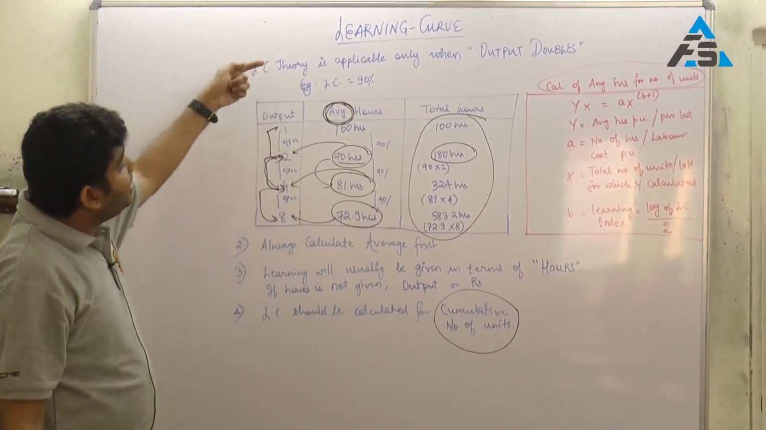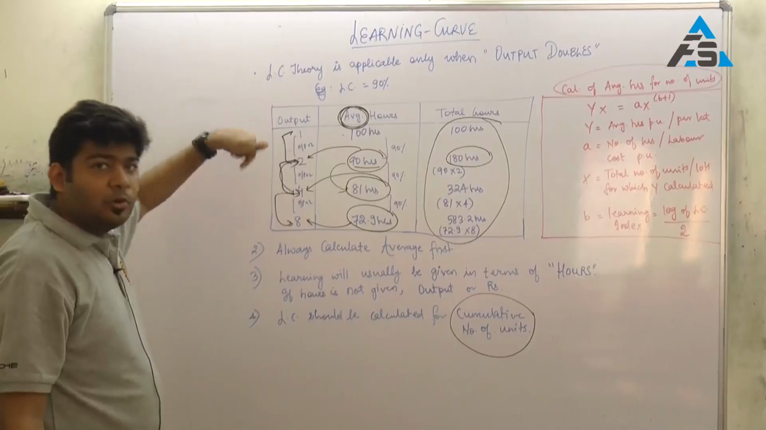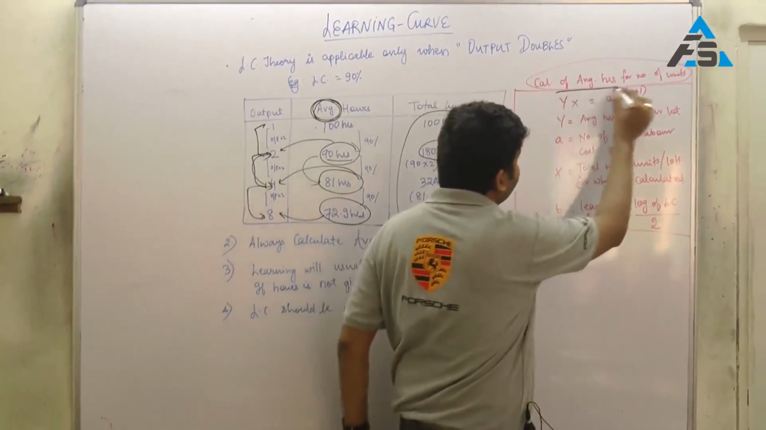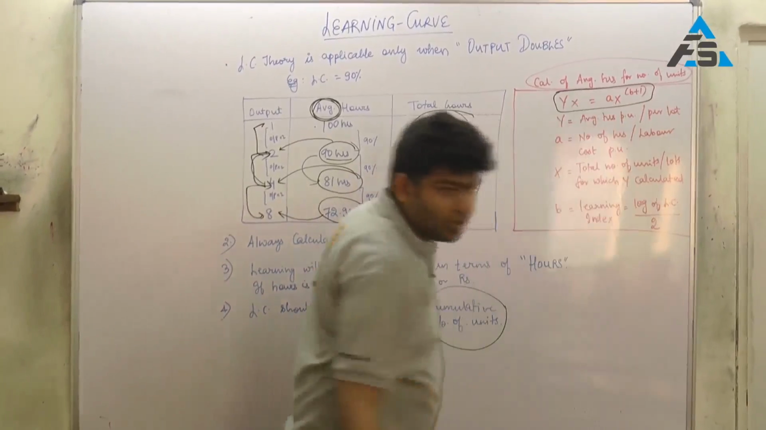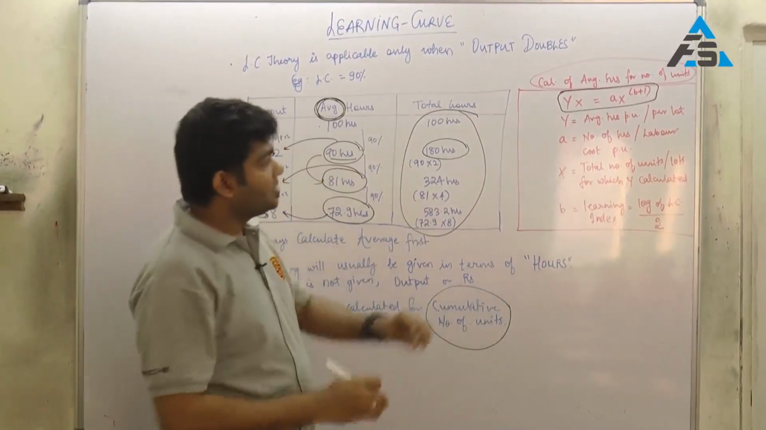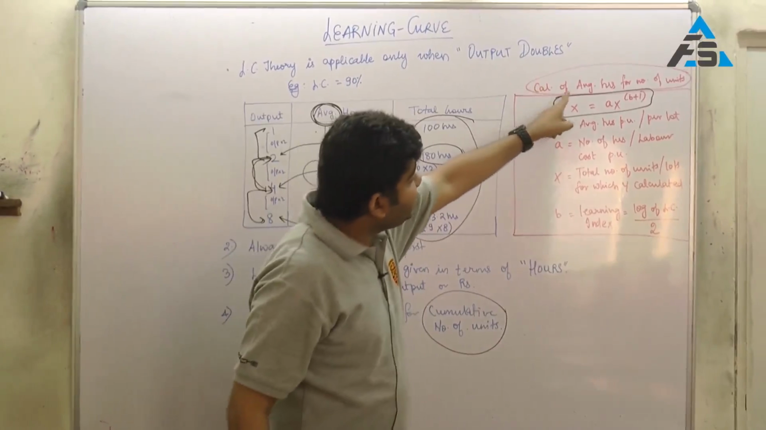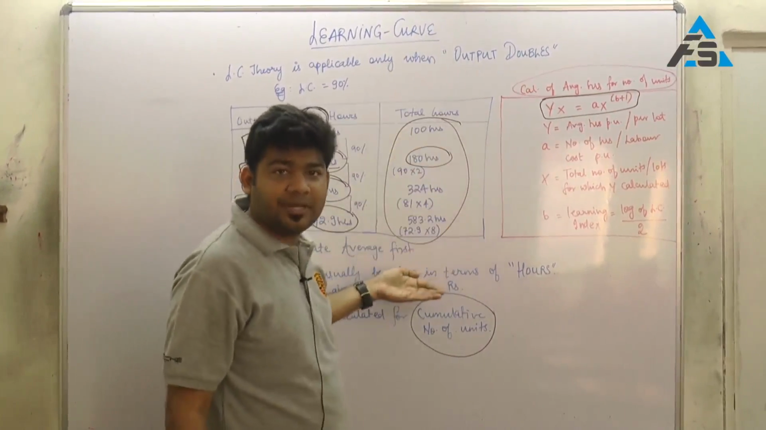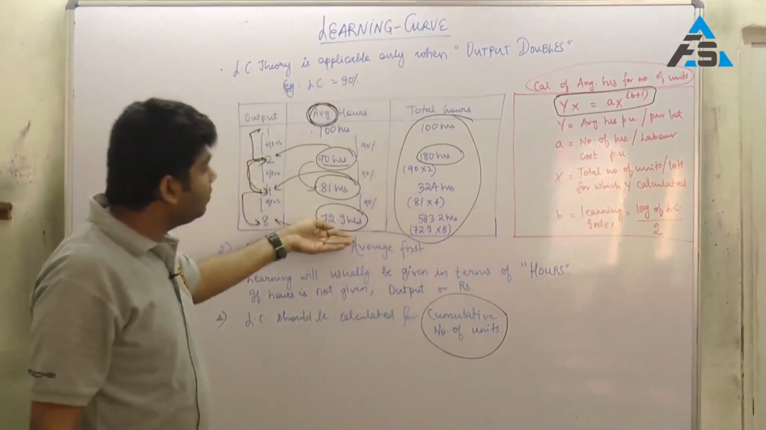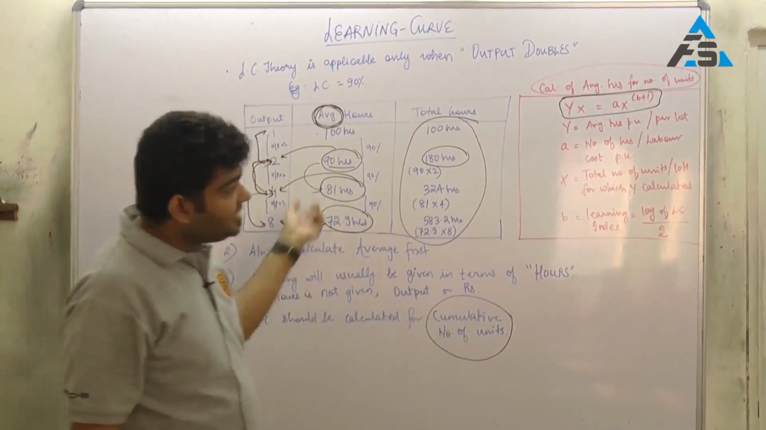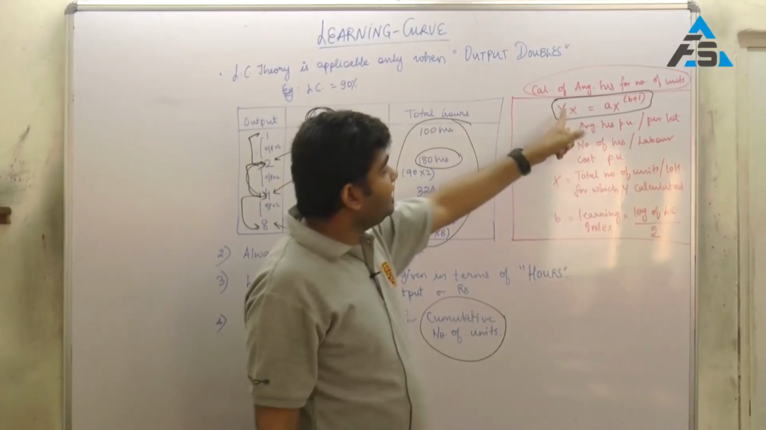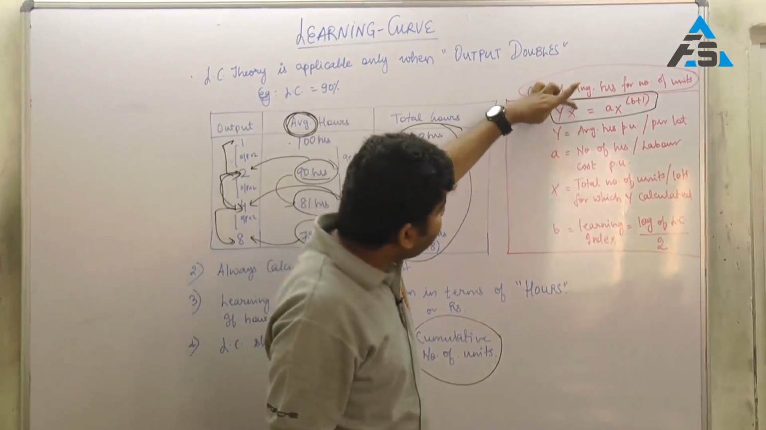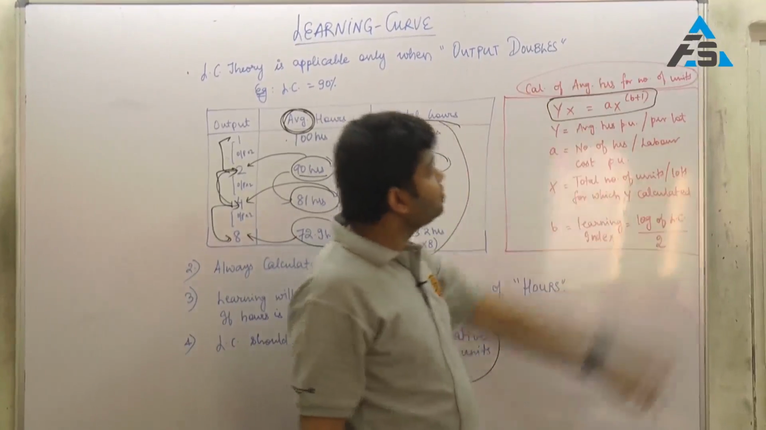Now what if the output is not doubling but you have a learning curve? Then in that case we will use this formula. Again, derivation we will not be focusing on as of now because it's a quick revision session. Calculation of average hours for number of units in case the output is not doubling. If output doubles, I know it's a simple process, but if the output does not double, then it will be calculated by using this formula: Y x = a x raised to b plus 1.